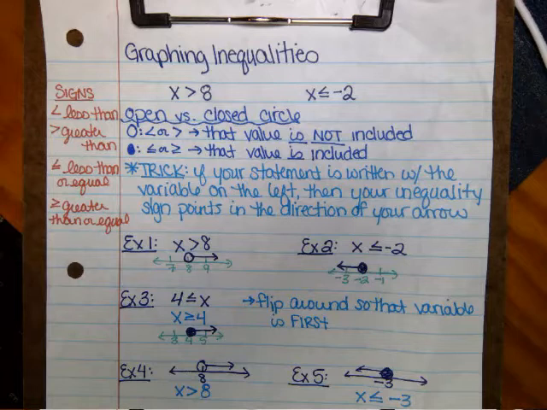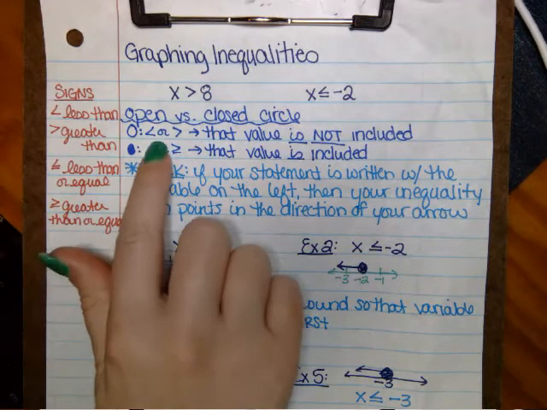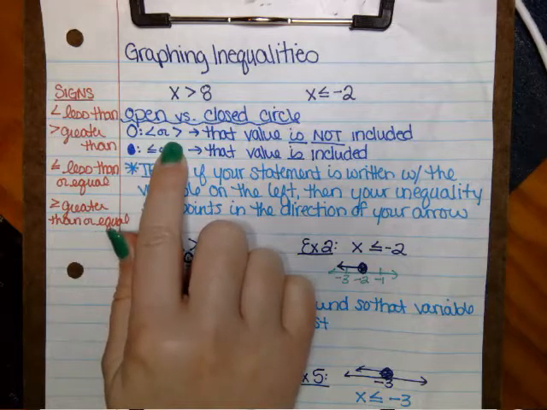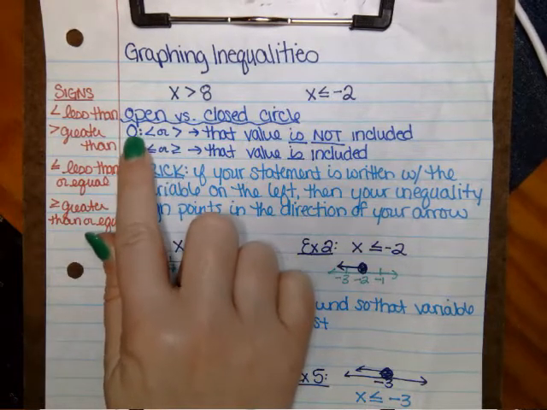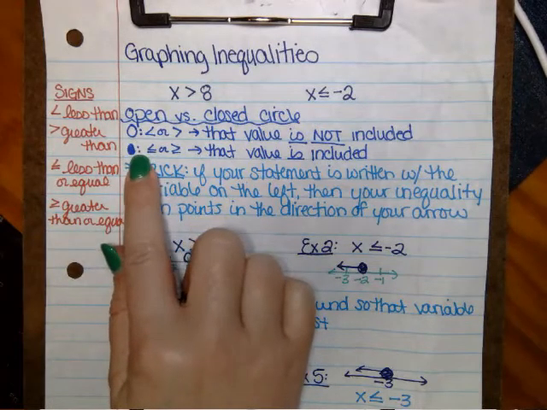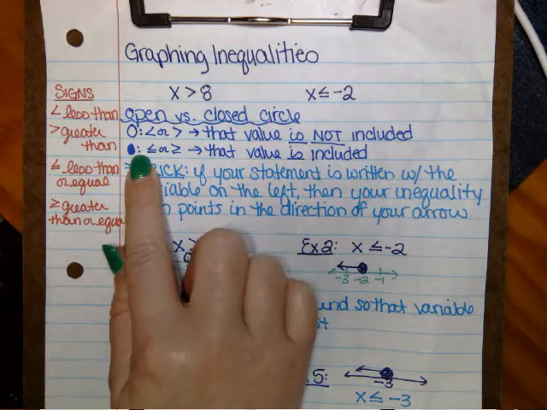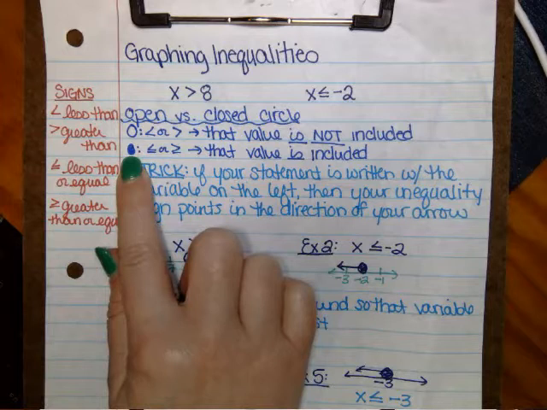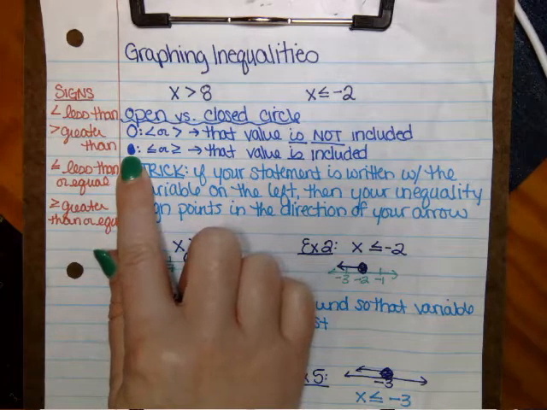Now, when graphing these on a number line, once you find your solutions, you're going to have either an open or a closed circle. If your inequality sign is less than or greater than, it's going to be an open circle, which means that that value cannot be included in your solution. If you have the less than or equal to or the greater than or equal to inequality sign, then you're going to have a closed circle, which means that that value is included in your solution.